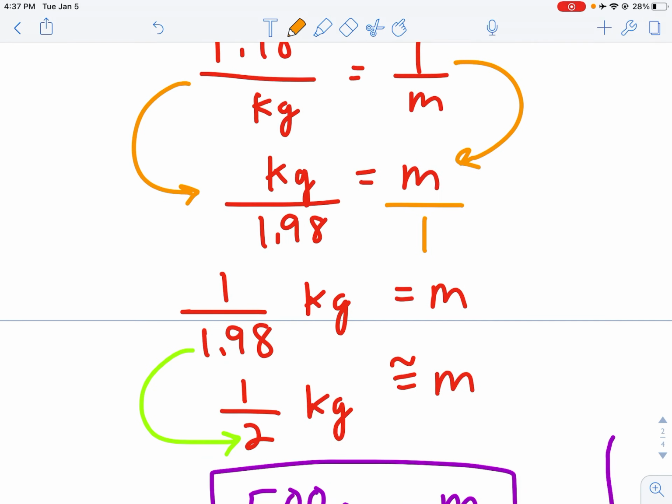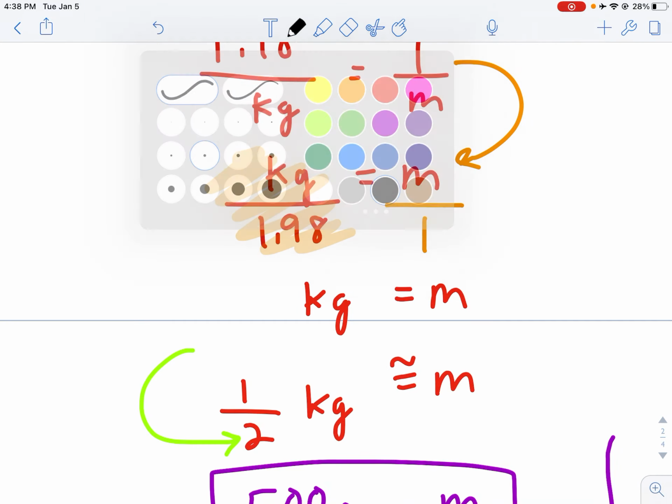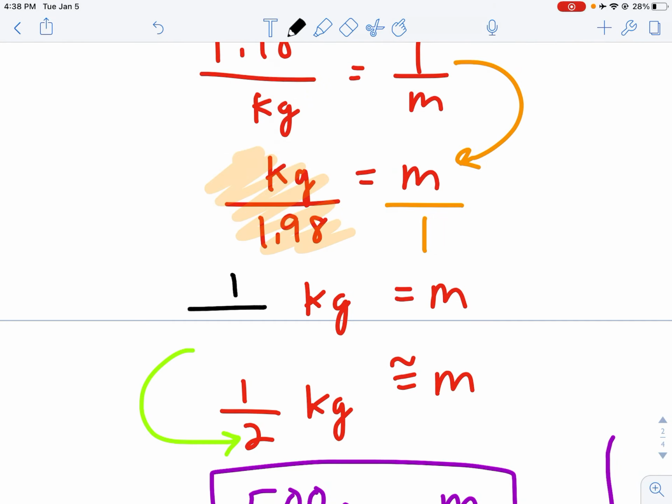Now, it would be a mistake right here if you said, oh, we've got 1.98 kilograms. It's not 1.98 kilograms. 1.98 is in the denominator. So what you actually have is 1 over 1.98 kilograms. You have a fraction of a kilogram.